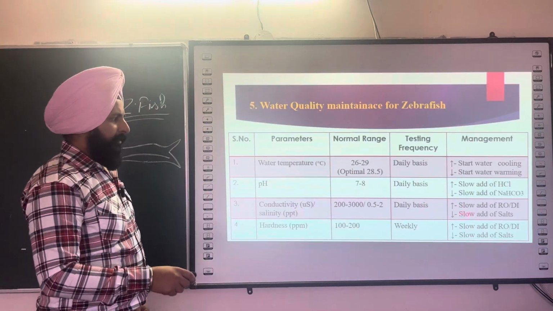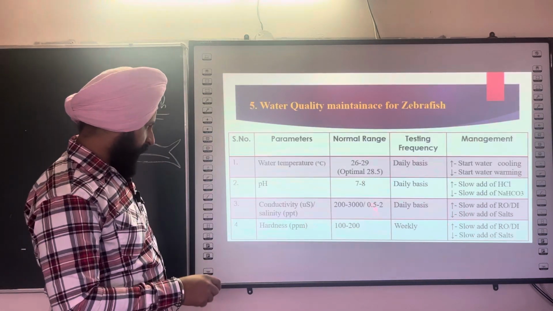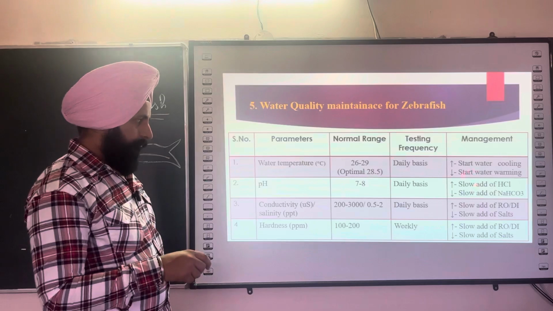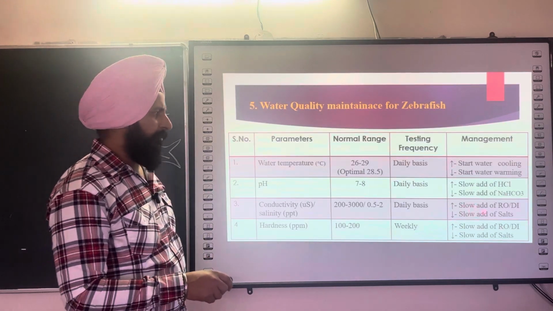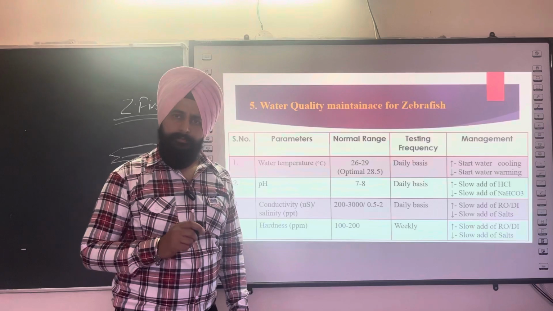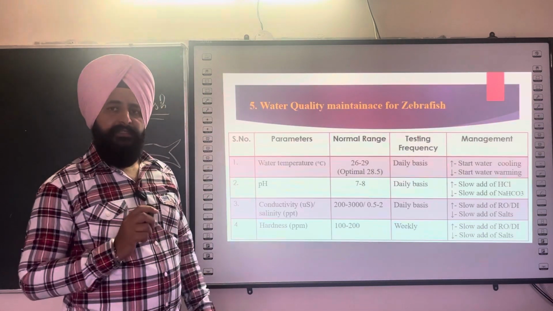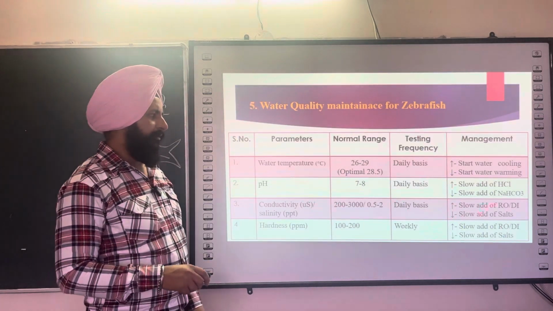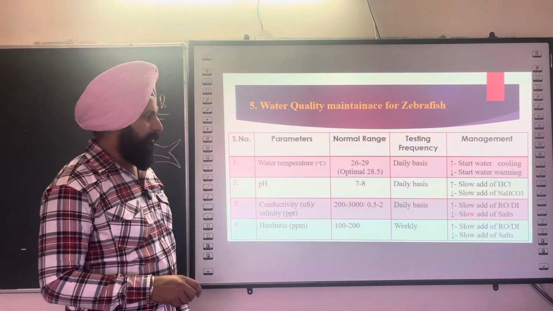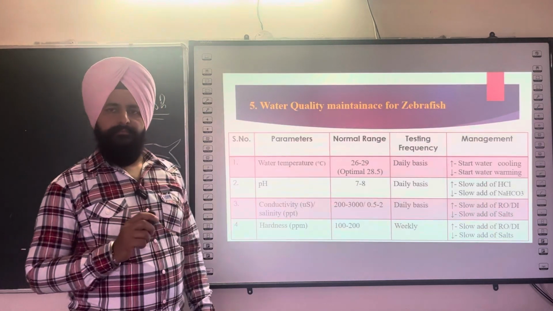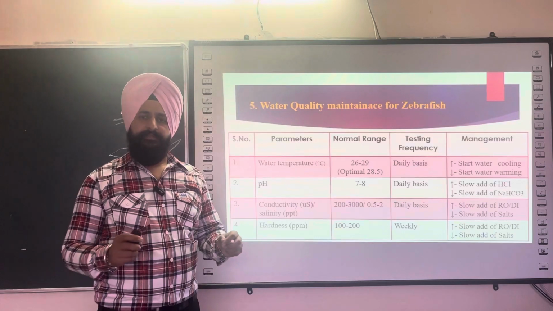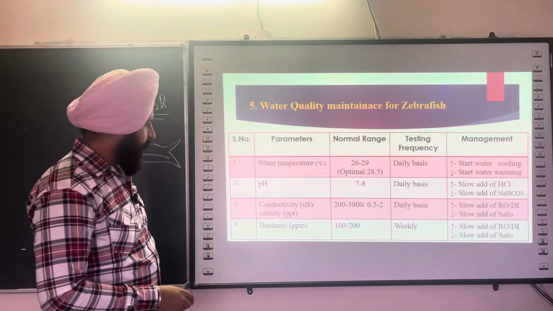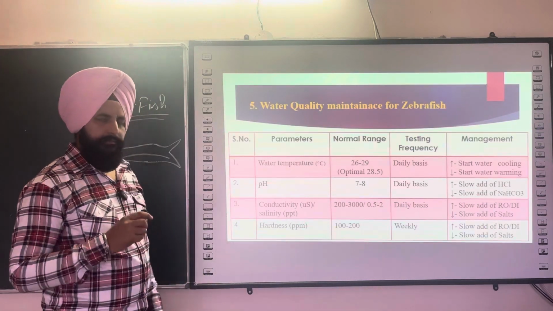So if your water conductivity is high and salinity is low, you can use RO, reverse osmosis water, or deionized water. And suppose conductivity is too low, then you can improve it by slowly adding some salts, such as sodium chloride, to the water where you are keeping the zebrafish. The fourth thing is the hardness of the water.